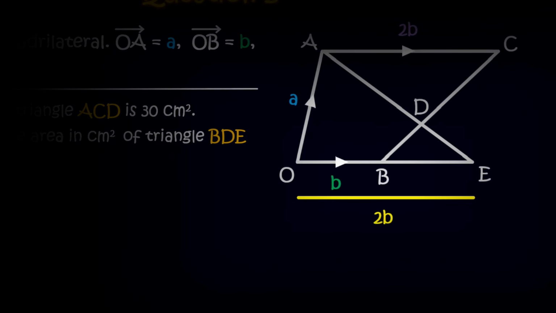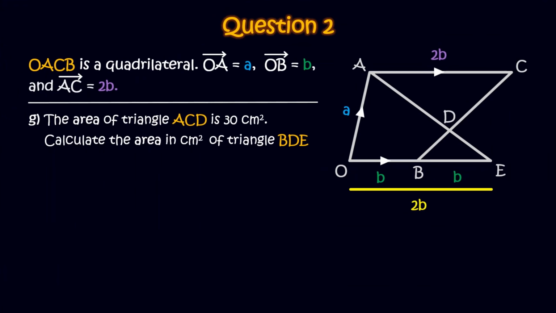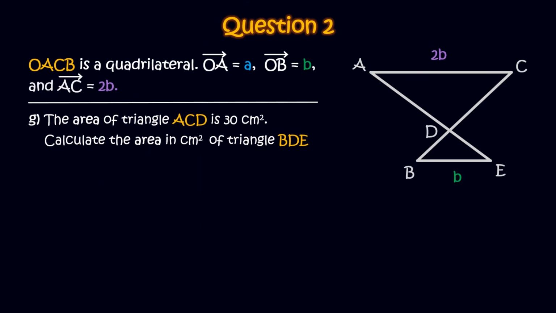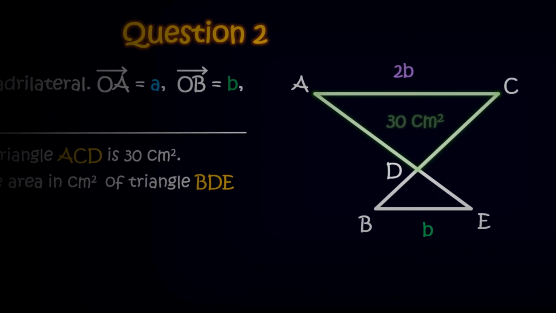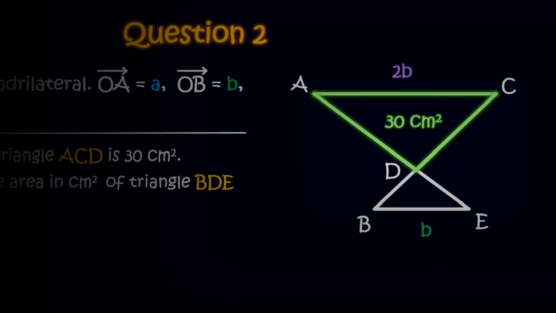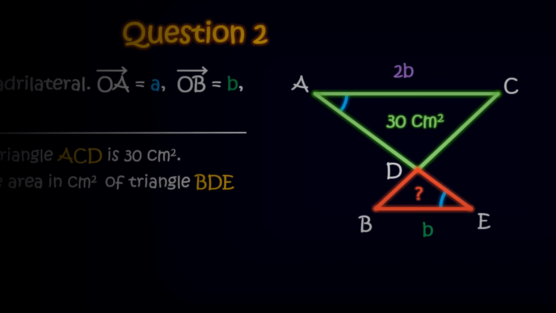OE is 2b, therefore BE will be B. Let's cut out other lines and leave the triangles we have to work on. The area of triangle ACD is given, which is 30 centimeters squared, and we have to find the area of triangle BDE. If we look at the triangles, we can see that these corresponding angles are equal, as the lines AC and BE are parallel.